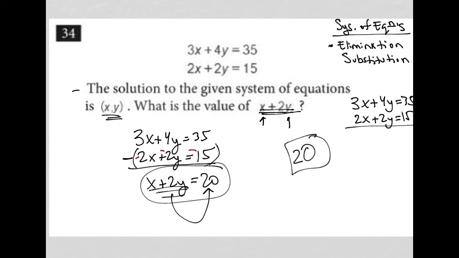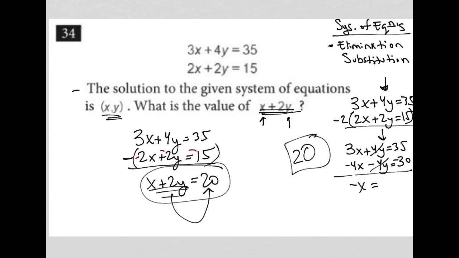Looks like the y values are the easiest to eliminate by multiplying the second equation by negative 2. In doing so, my top equation remains 3x plus 4y equals 35, but my bottom equation would become negative 4x minus 4y equals negative 30. In doing that, my y's will cross out when I add these two equations together, leaving me with negative x equals 5, and therefore x equals negative 5.